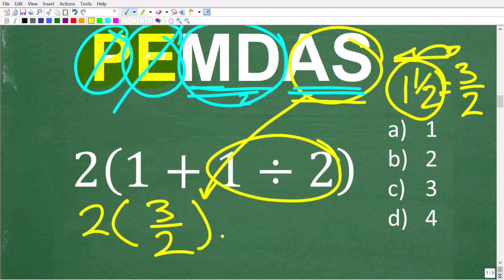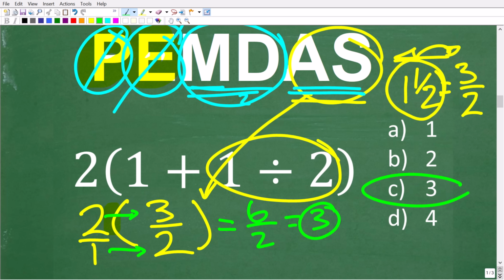So what is the last thing to do here? Well, the last thing to do is multiplication, right? So when you see a number outside of parentheses, this means multiplication. And how do we multiply fractions? Easy. All we have to do is multiply the respective numerators and denominators. So 2 times 3 is 6, and then 1 times 2 is 2. So our answer here is 6 divided by 2, which of course is 3. So C is the right answer.